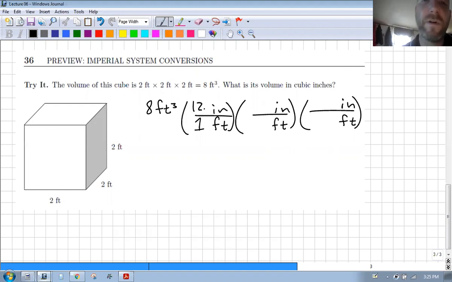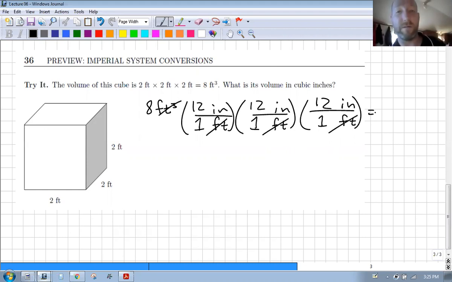1 foot, 12 inches. 1 foot, 12 inches. 1 foot, 12 inches. Feet cubed go away. So I need to multiply 8 times 12 times 12 times 12. So 3 times. So we have 13,824 cubic inches. Questions? All right.